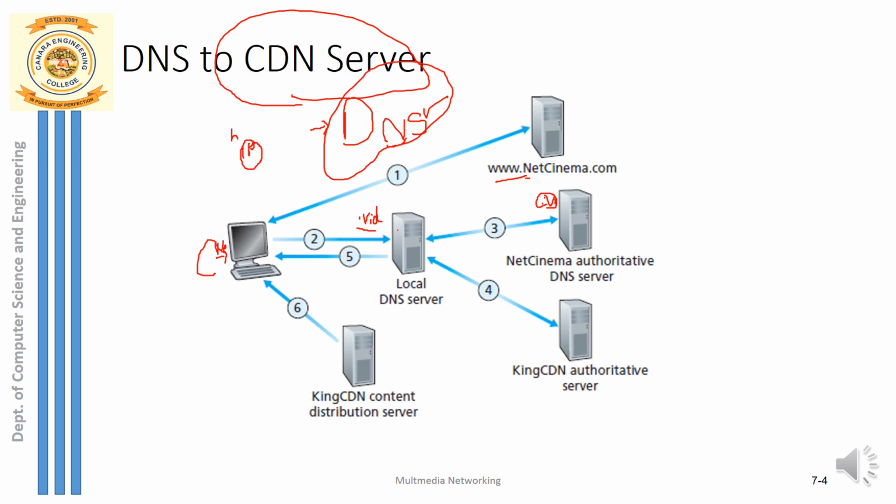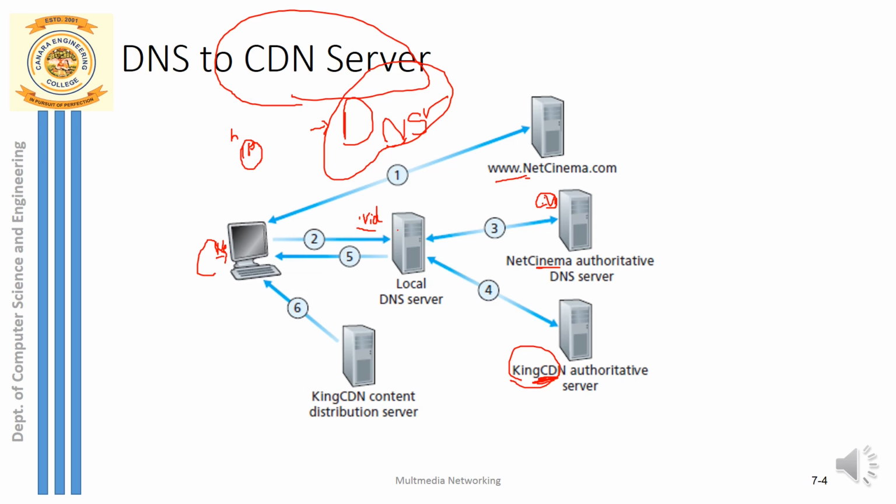Now, as a fourth step, the local DNS server receives that link, and through that address the request is sent directly to King CDN. So netcinema's chapter is closed now. You have moved on to King CDN, the private property owned by netcinema.